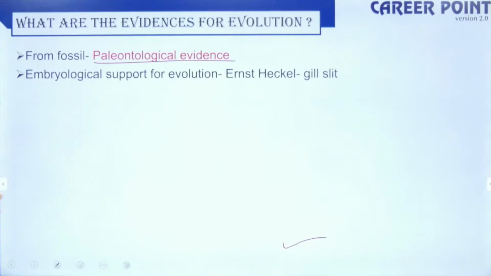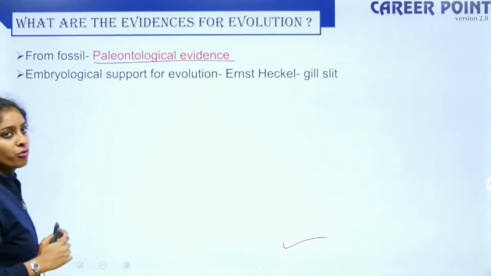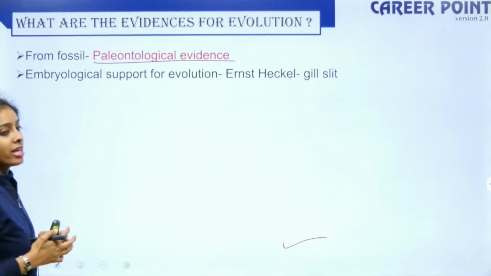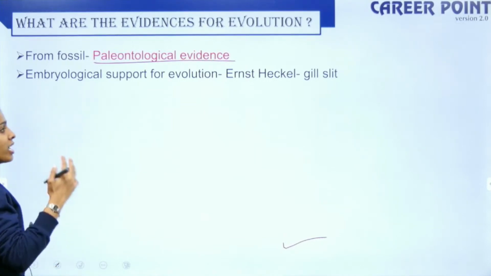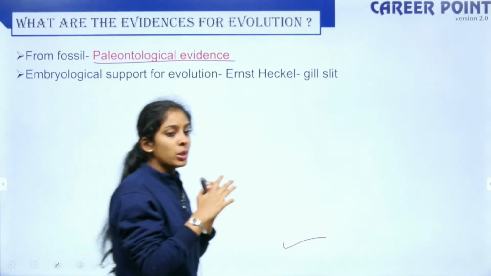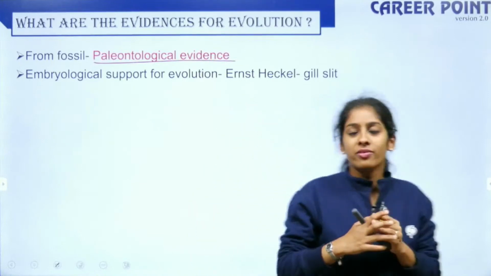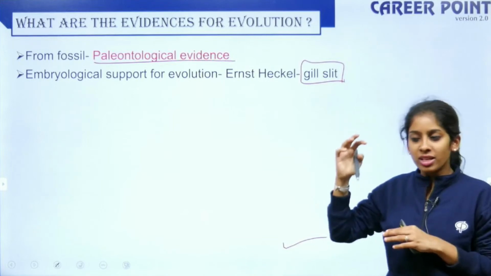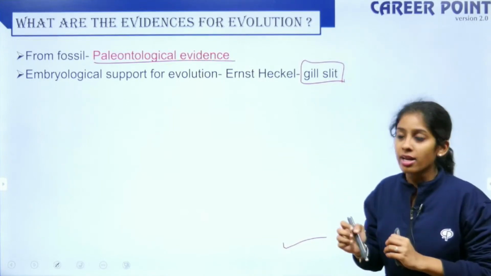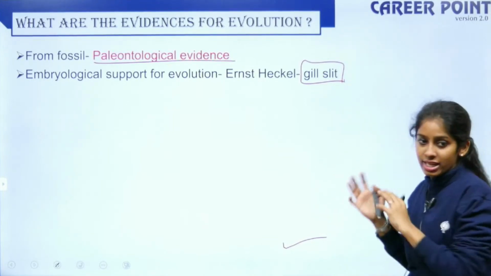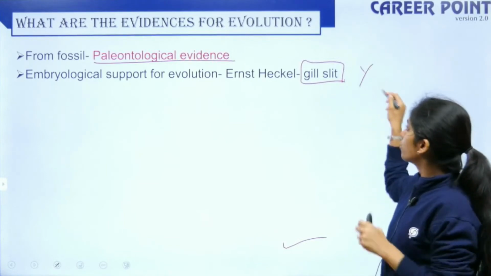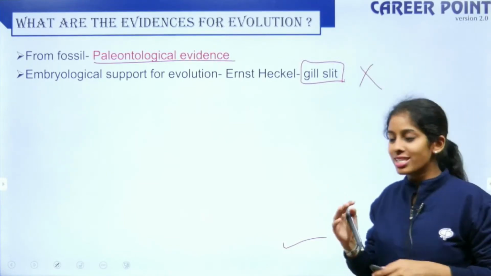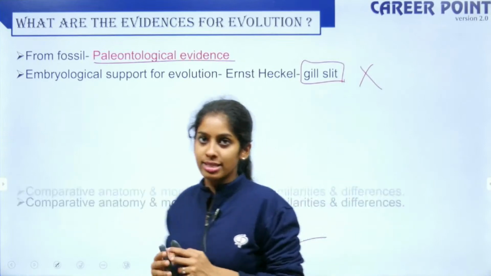Okay, so the second evidence was your embryological support for evolution. That was given by Ernst Haeckel. He said that all the vertebrates in the embryonic stage had what is called a gill slit, and slowly as we developed, the gill slit disintegrated. This was the support that he gave, but it was gradually ruled out because not all vertebrates at the embryonic stage had gill slits.